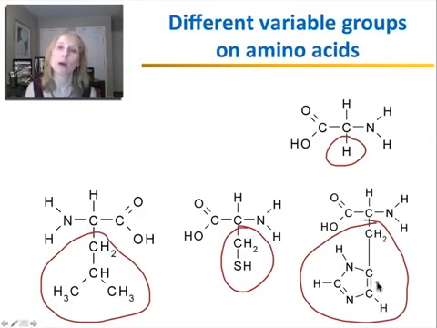So you won't have to memorize the different types of variable groups and their names, but at this point, I just want you to have an idea that there are different variable groups, and what they look like will determine the properties of the amino acid. For example, is it hydrophilic or hydrophobic? And that will become important when we talk about how proteins fold.